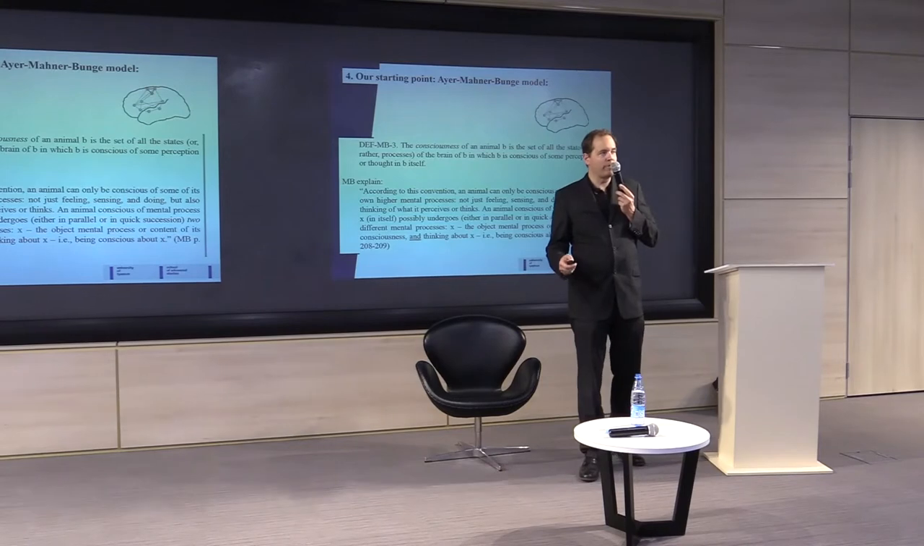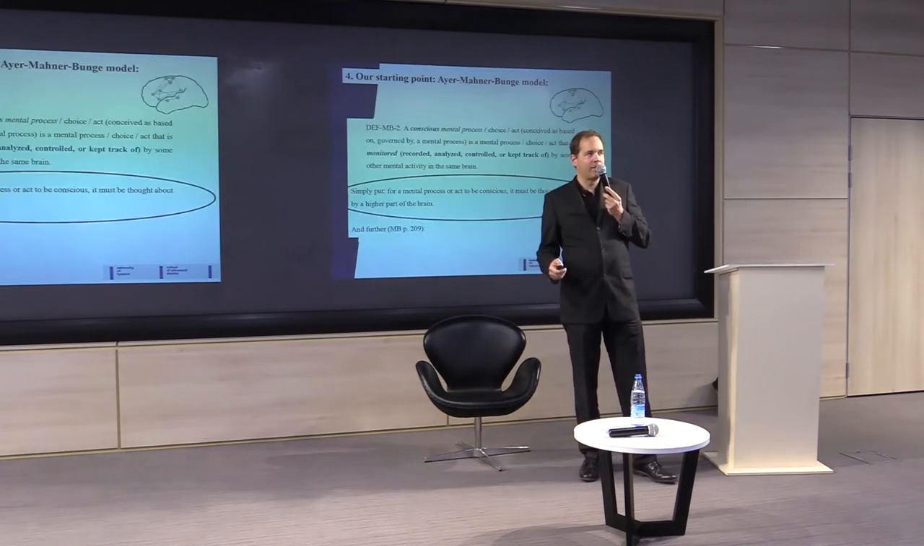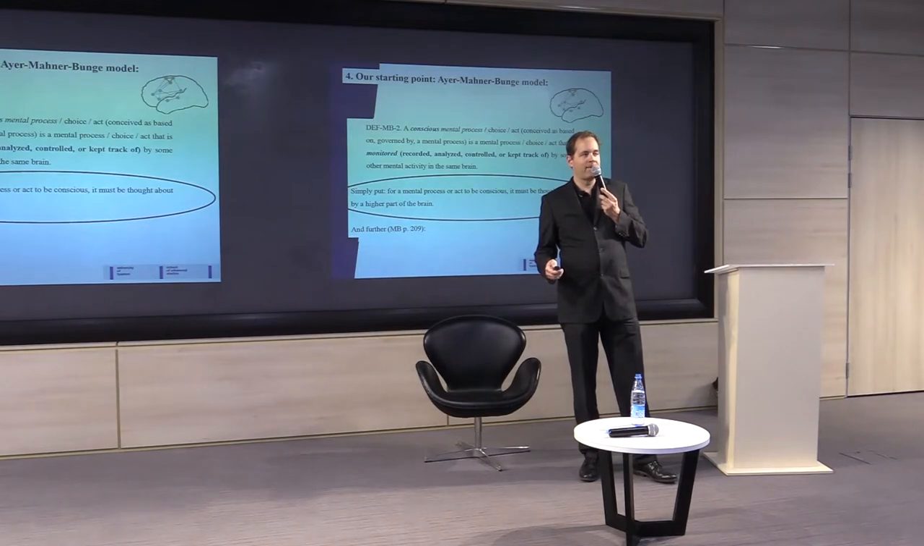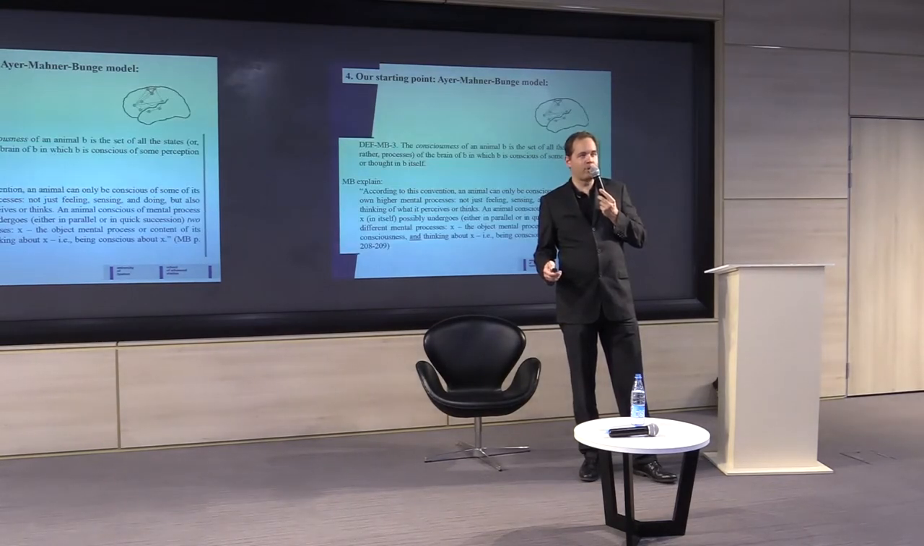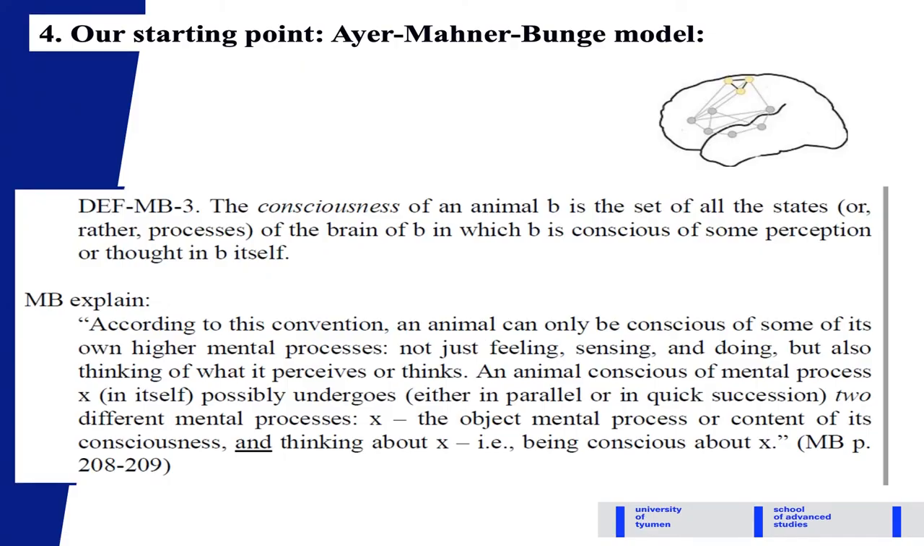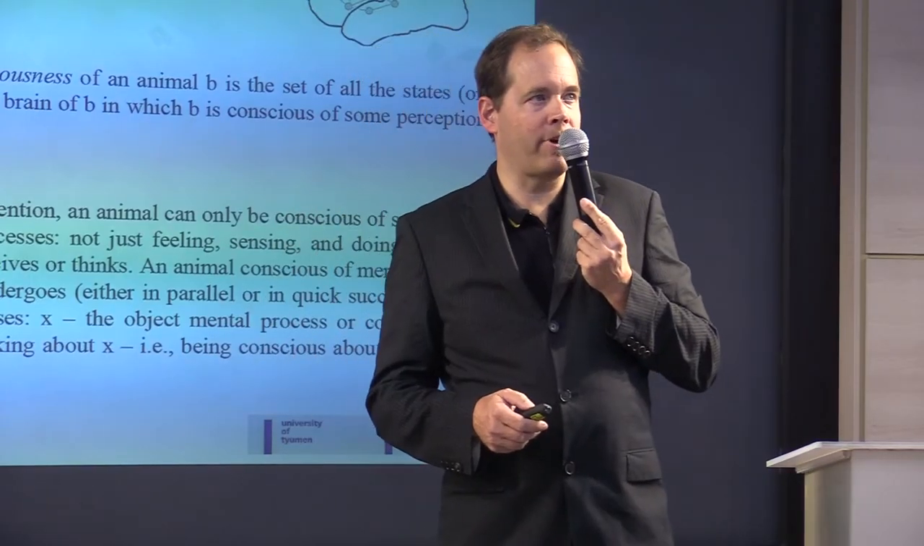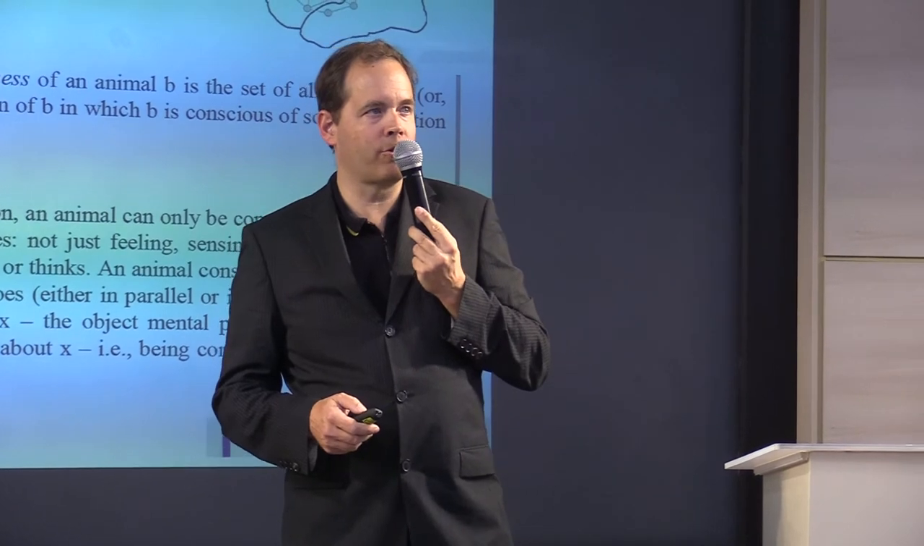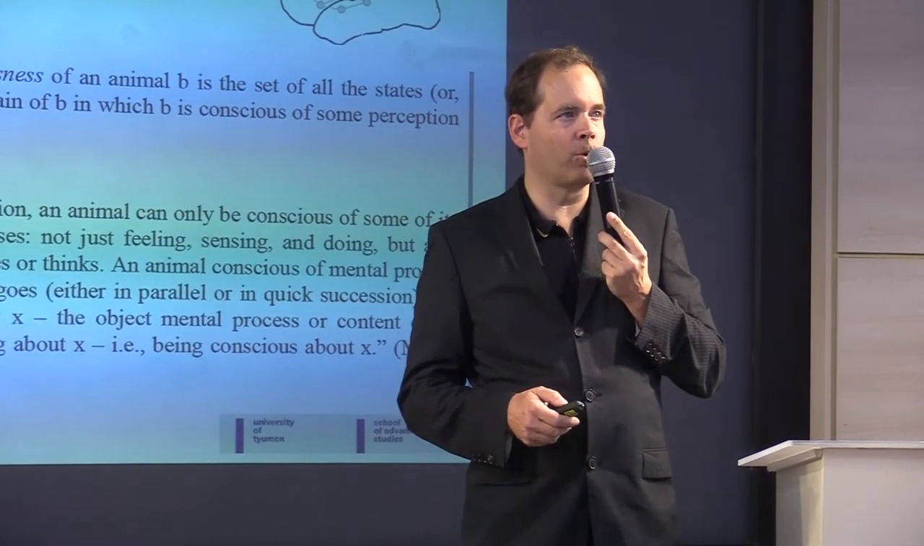Once you have defined what is a conscious act, or in general a conscious mental process, you can simply also define what is consciousness, because you say, well, that's a collection of all the conscious states of the brain of the animal in question, of which it is conscious. And to explain a little bit further, according to this convention, an animal can only be conscious of some of its own higher mental processes.